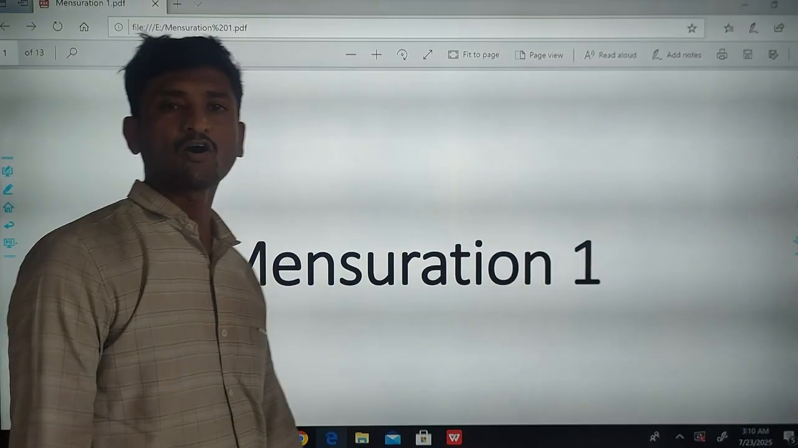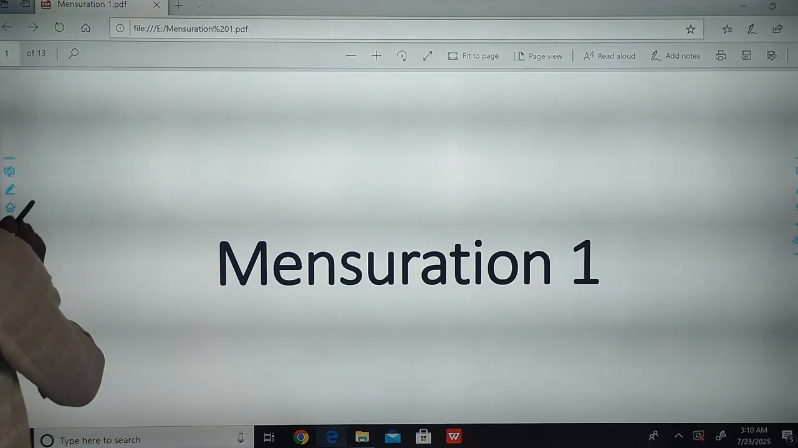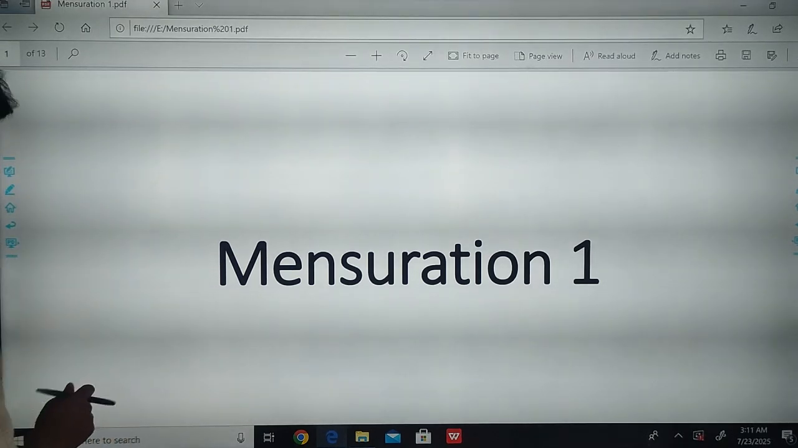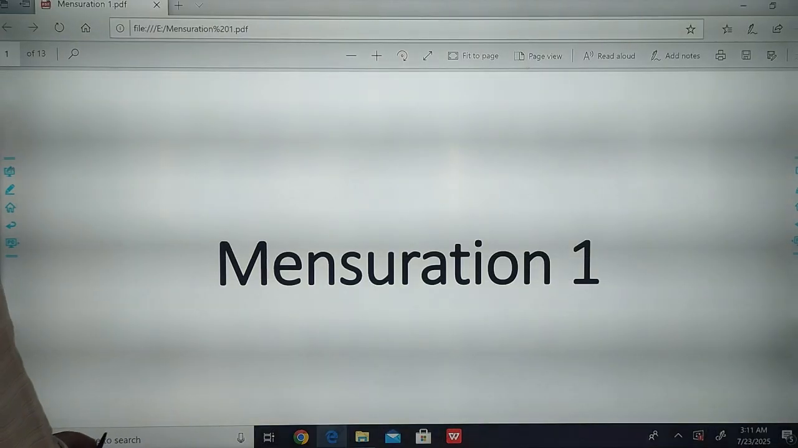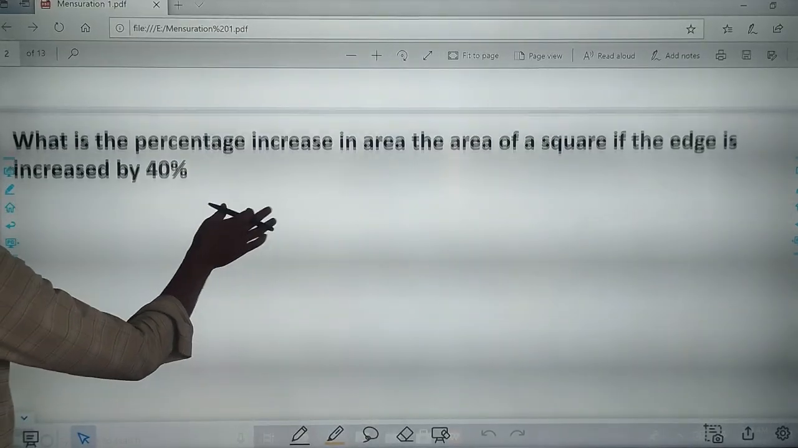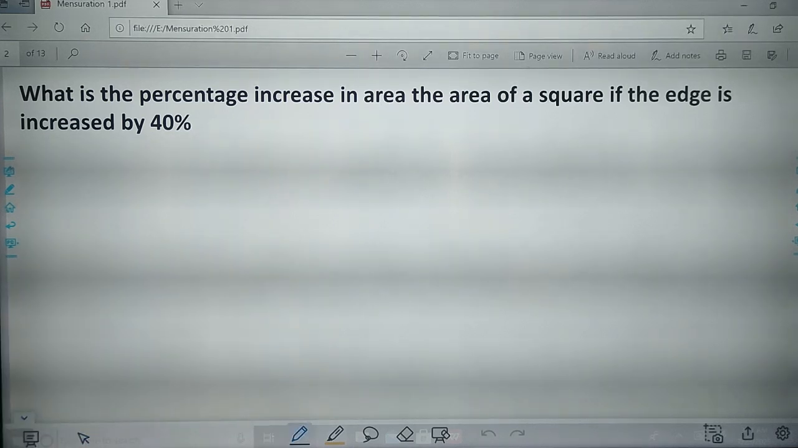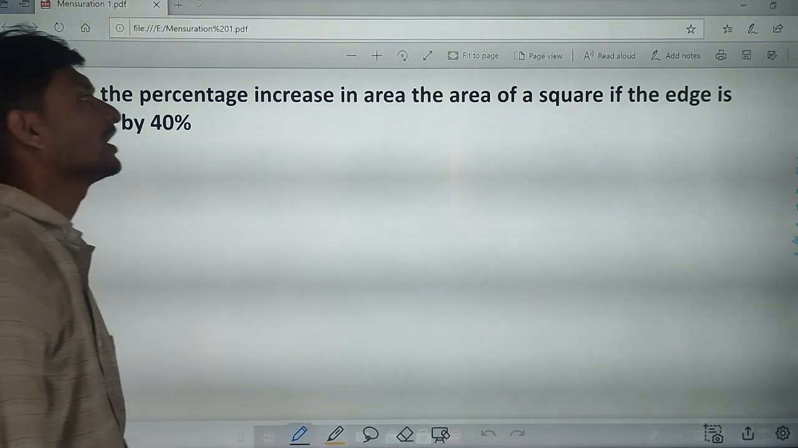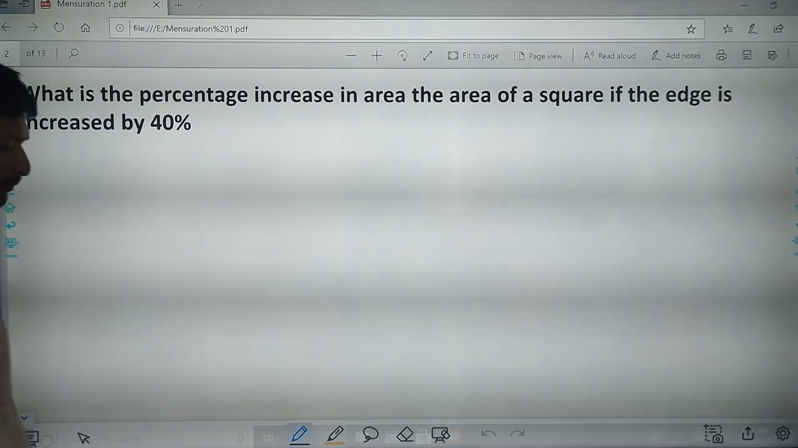Today we discuss the topic mensuration. Now we see the examples. What is the percentage increase in area of a square if the edge is increased by 40%?